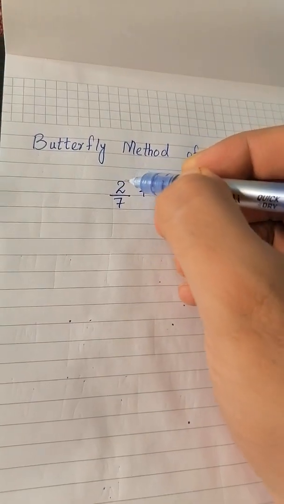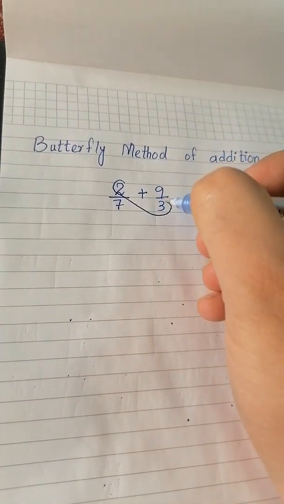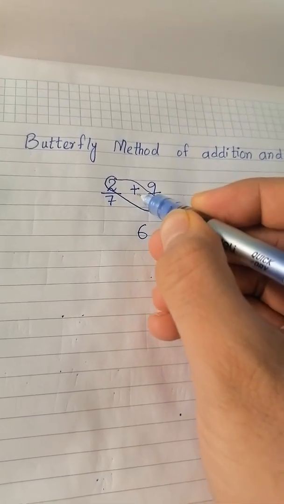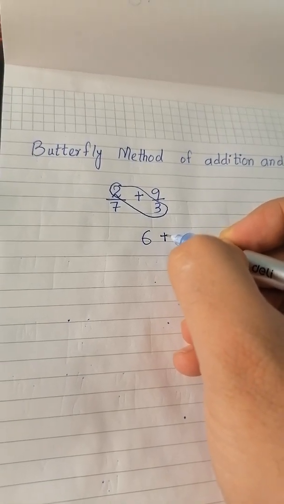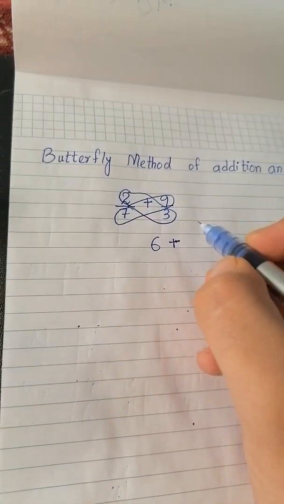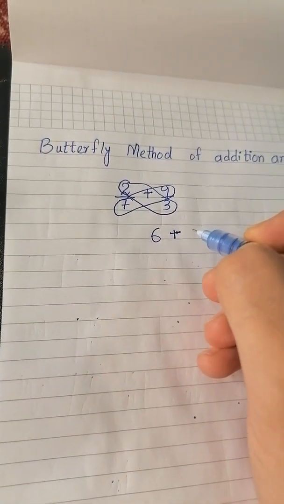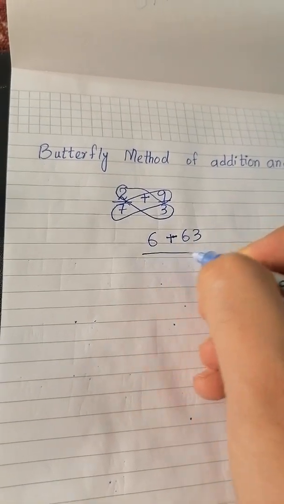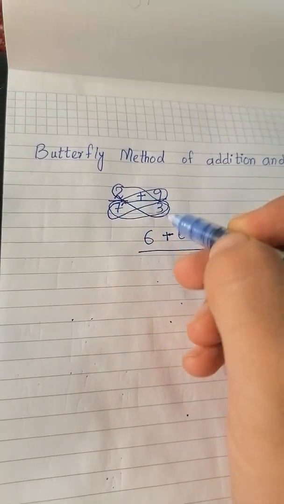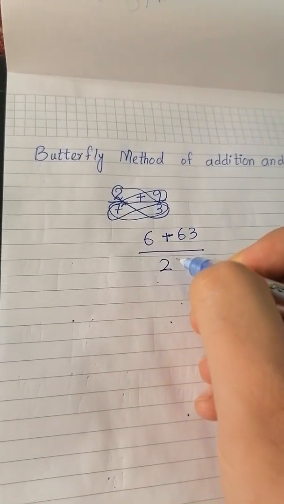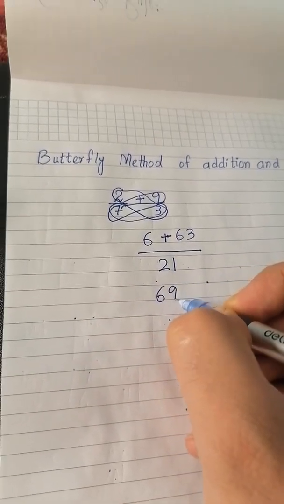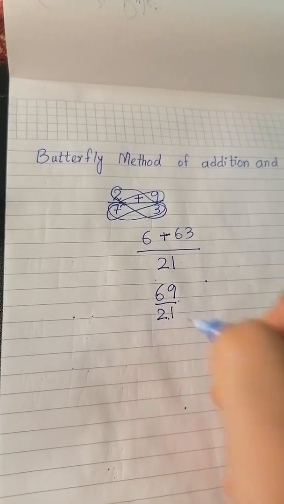First we take this 2 and multiply it with this 3, which gives us 6. 2 times 3 is 6. Then we have plus here, so we put plus. Then this 7 times 9, which is 63, we put 63 here. Then the denominators, we multiply 7 and 3. So 7 times 3 is 21. It is simple. The answer is now 63 plus 6, which gives us 69 divided by 21. So this is the addition.